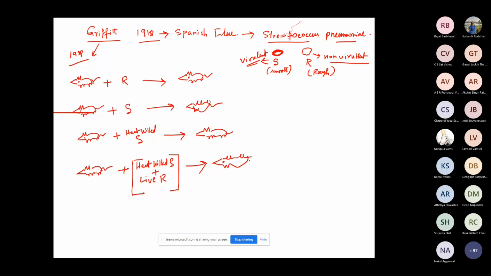This is the experiment from where he pointed out that this heat killed S strain, this bacteria, although as an organism they are dead, some information might be present in those dead cells. And those information are getting transferred to this live cell. And as a result of that, this live R strain, they are appearing as smooth strain also later.